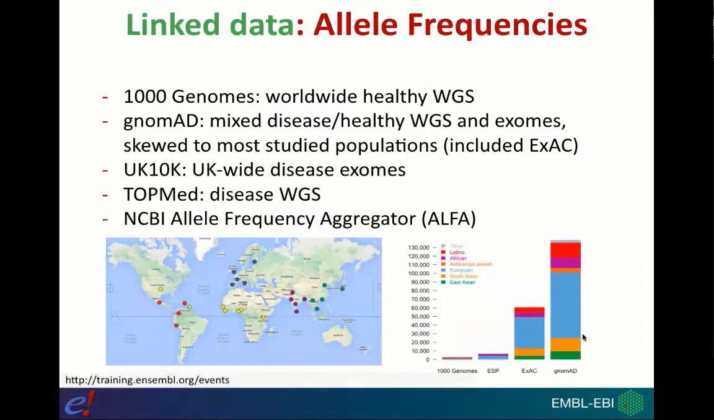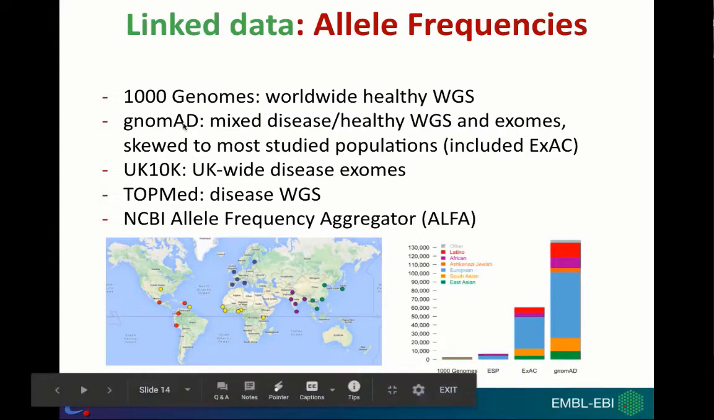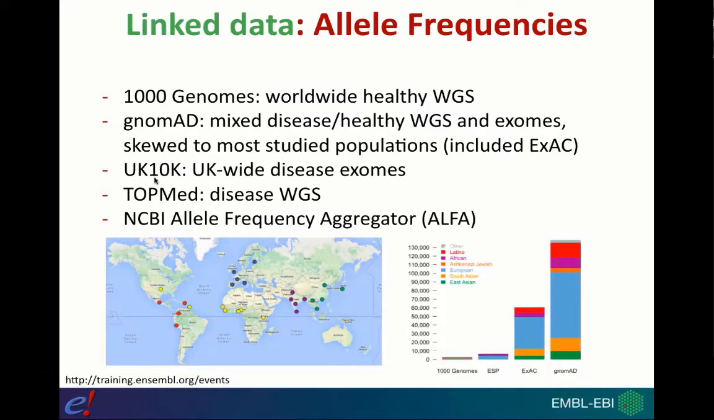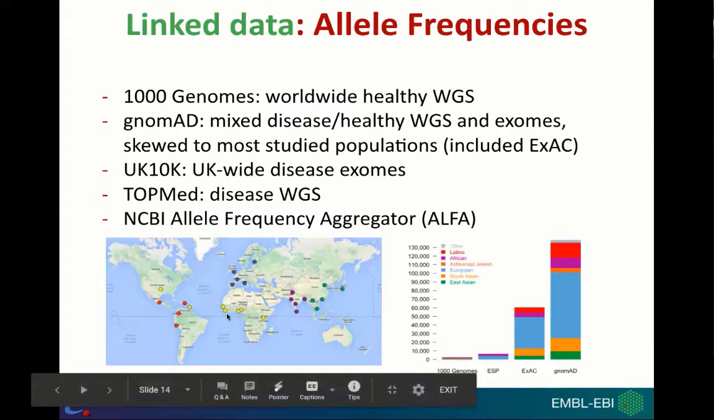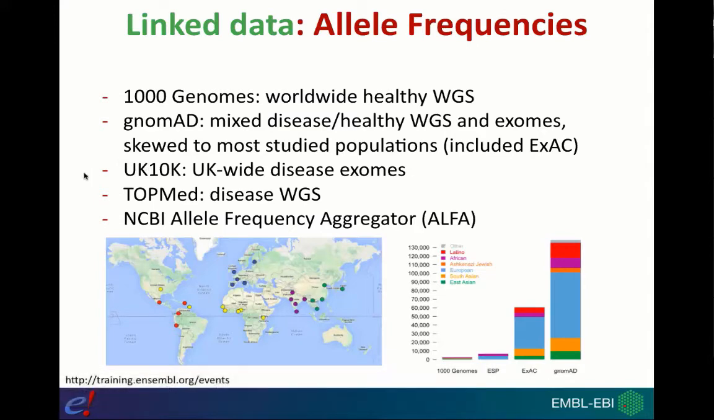As I said, one of the main types of linked data that we look for is allele frequencies. We look to some of these major projects that I've listed, such as the 1000 Genomes Project, the gnomAD Project, UK10K, TOPMed, and also the NCBI Allele Frequency Aggregator Alpha Project. And we retrieve the allele frequencies for all of the variants that we have imported in step one. So if any of the variants in our database from step one match up with variants that are identified in these projects, we also then import the allele frequencies and store those in our databases.